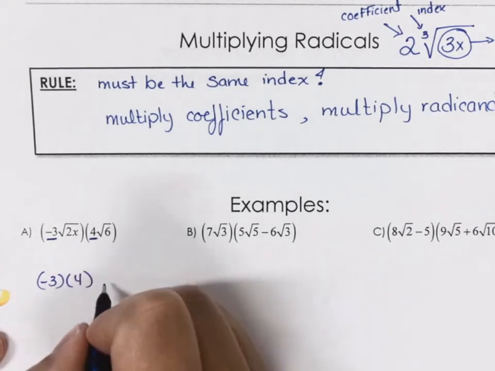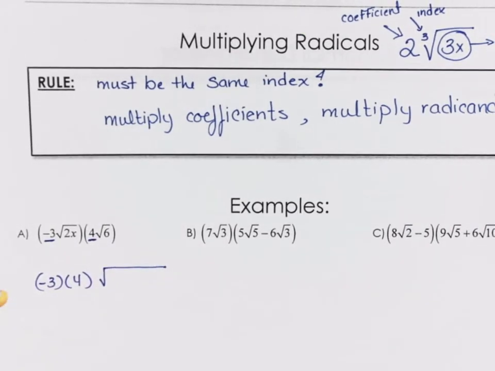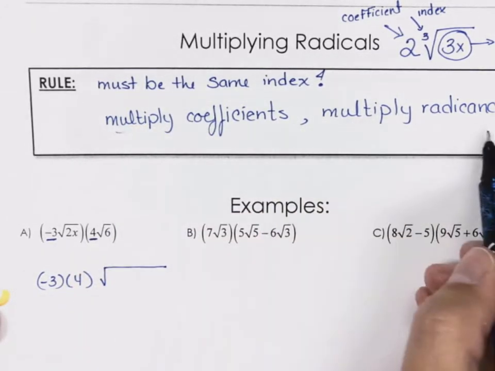Now, I'm writing this down. You guys don't have to do this step. You can do it in your head. But I'm just going to write it down so your notes are complete. So now, this is step 1. This is multiplying the coefficients. Now we're going to multiply the radicands.